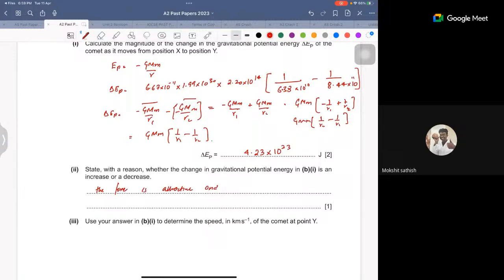And the object is moving towards the force, so the potential energy decreases. This is the reason when you throw something upwards, it's going against Earth, so potential energy increases because you're going against the force of gravity. Do you guys understand this?